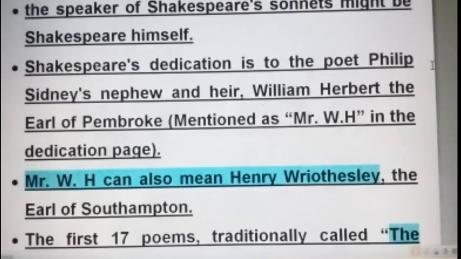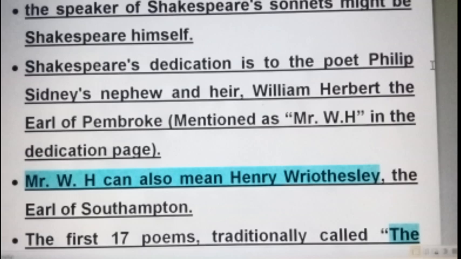Shakespeare's dedication is to the poet Philip Sidney's nephew and heir, William Herbert, the Earl of Pembroke, who is mentioned as Mr. W.H. in the dedication page. Mr. W.H. can also mean Henry Wriothesley, the Earl of Southampton.